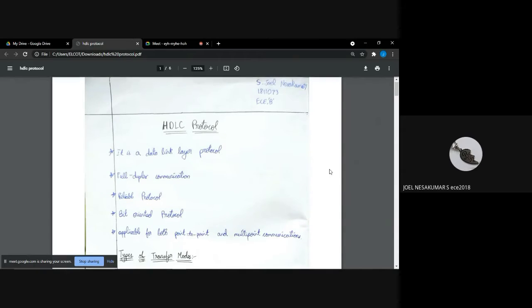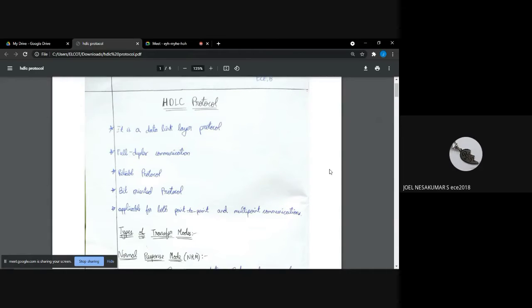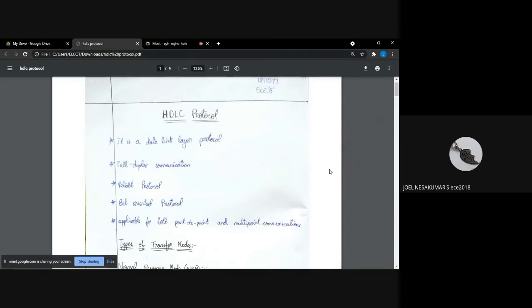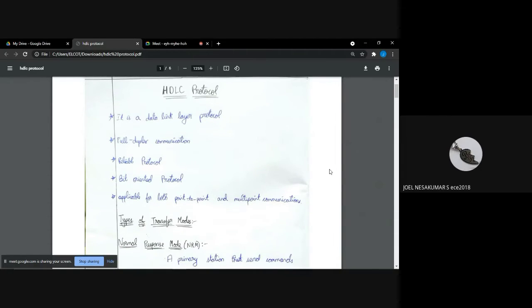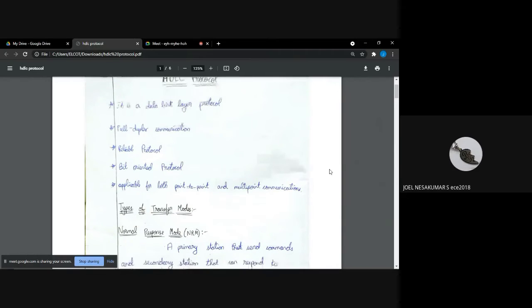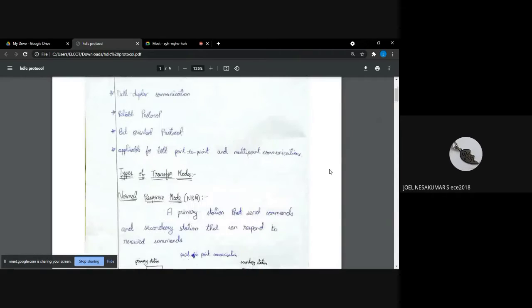It is a full duplex communication, hence we can send and receive data at the same time, and it is a reliable protocol. It is a bit-oriented protocol, which is one of the advantages. Here, it sees the frames as a collection of bits only, and it is applicable for both point-to-point and multi-point communications. Then, types of transfer modes.